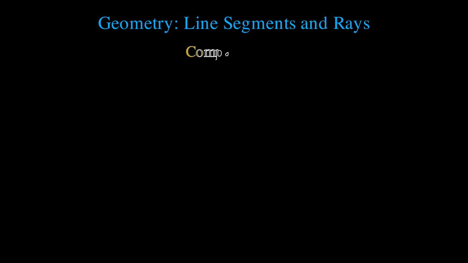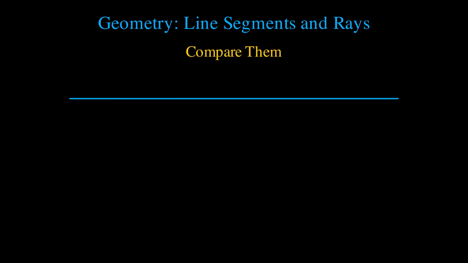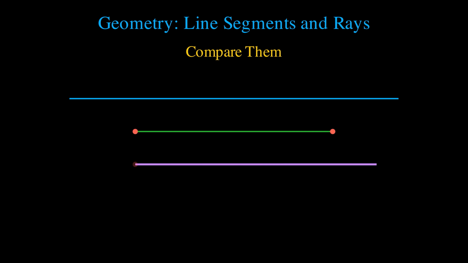Let's compare all three ideas so the differences are clear. A line goes forever in both directions. A segment has two endpoints and stops. And a ray starts at one point and goes forever in one direction.